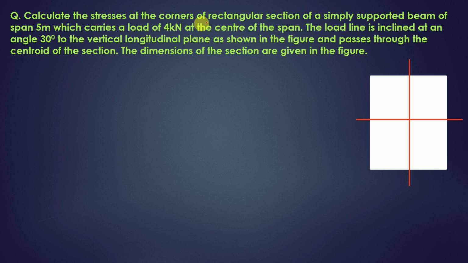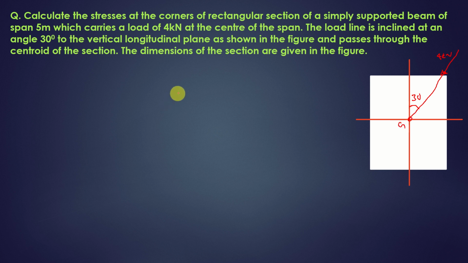Calculate the stresses at the corners of rectangular section of a simply supported beam of span 5 meters which carries a load of 4 kilonewton at the center of the span. The load line is inclined at an angle 30 degrees to the vertical longitudinal plane as shown in the figure. Sorry, I forgot. So in this way the load is acting at 30 degrees. This is the load, 4 kilonewton, and it passes through the centroid of the section, G.